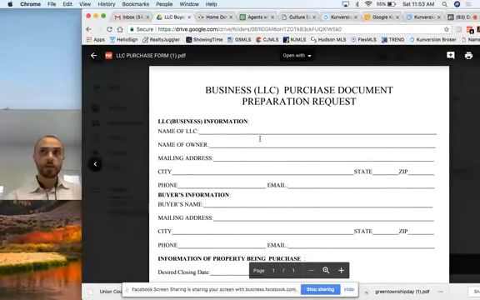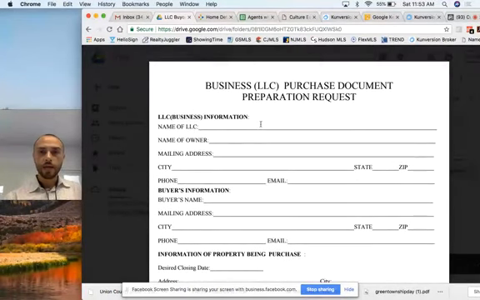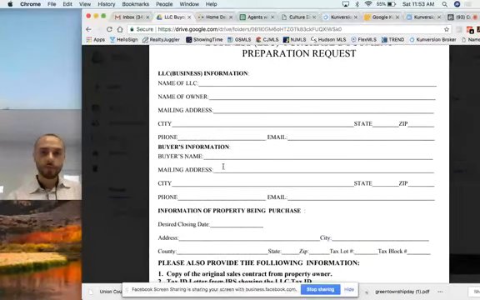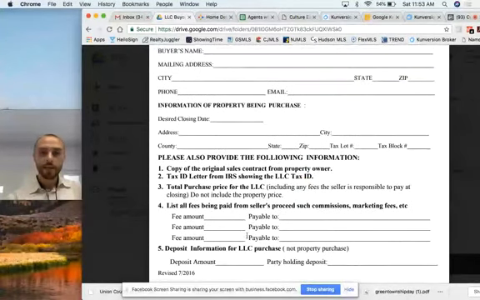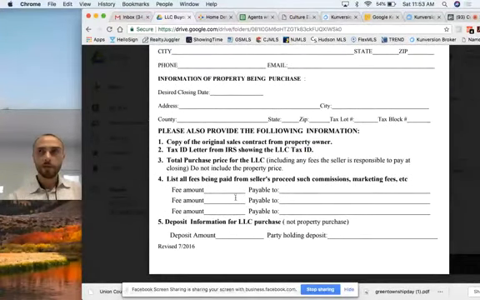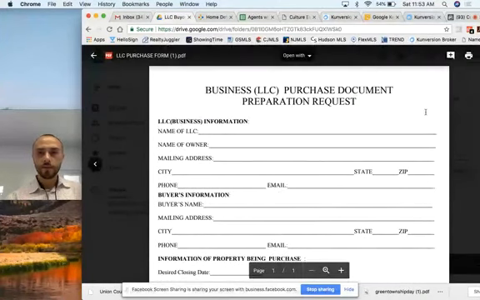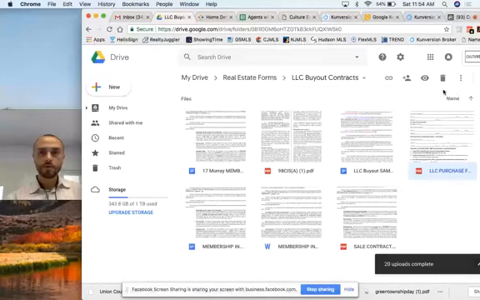And it's much cleaner because a lot of times there's mistakes on them. So what I suggest is that you guys just fill out this LLC purchase document, okay? You would be putting in the name of the LLC, the name of the buyer. You would put in the people who need to get paid out of it. Even if there's a wholesaler involved, it doesn't matter. You just need to put it on here. And within 24 hours, you will have your LLC buyout contract back.